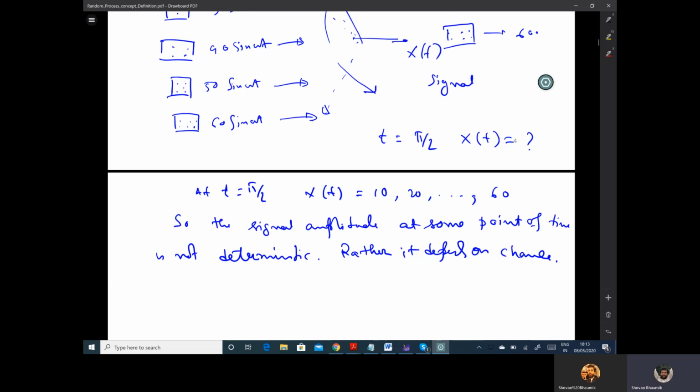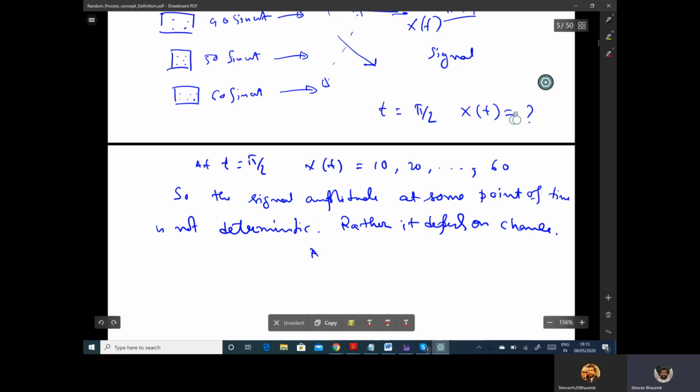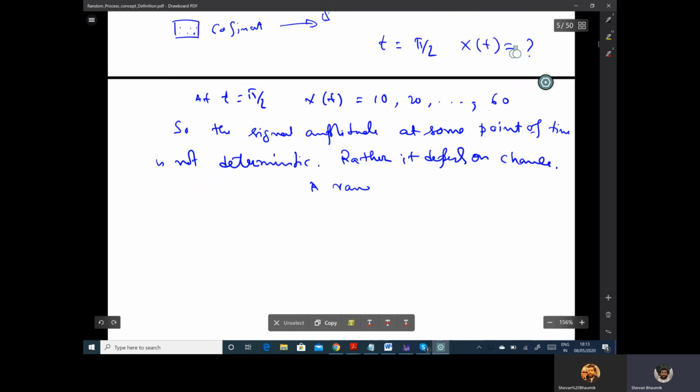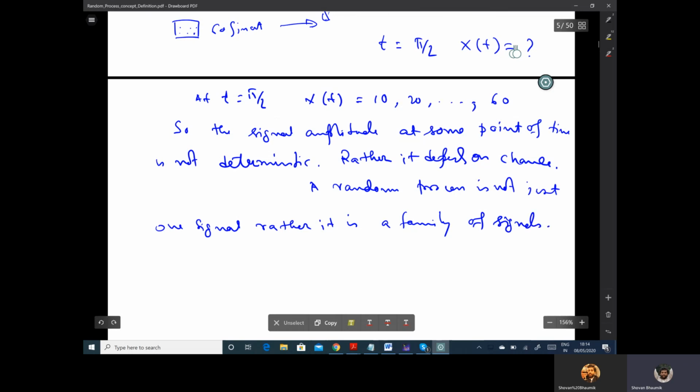So a random process is not just one signal. One thing you have to emphasize: a random process is not just one signal, rather it is a family of signals. You should keep this in mind.